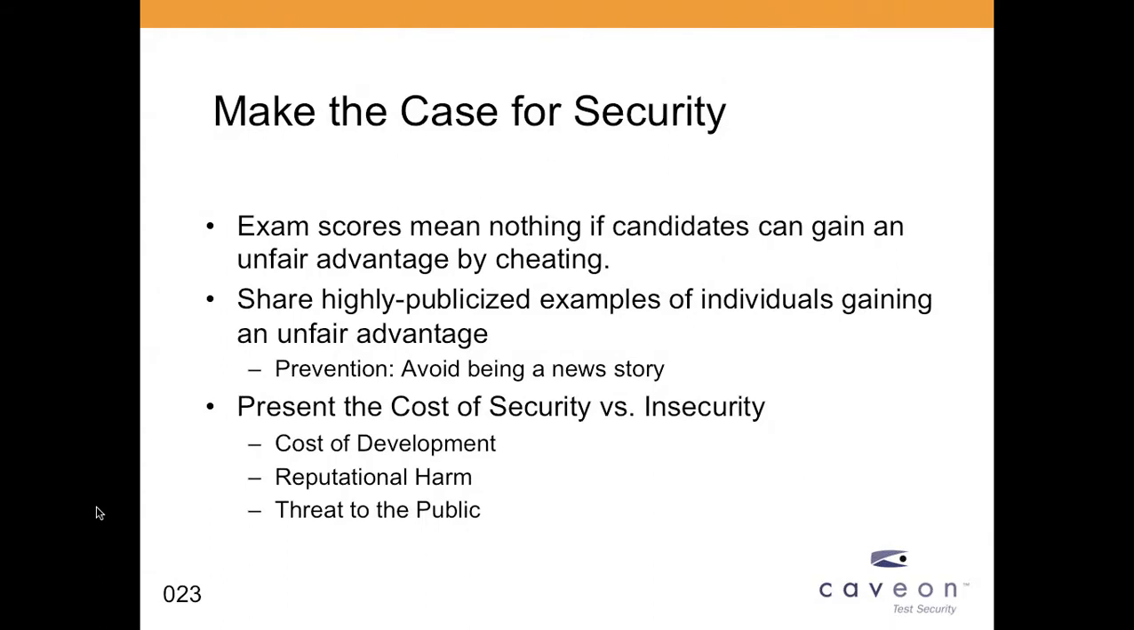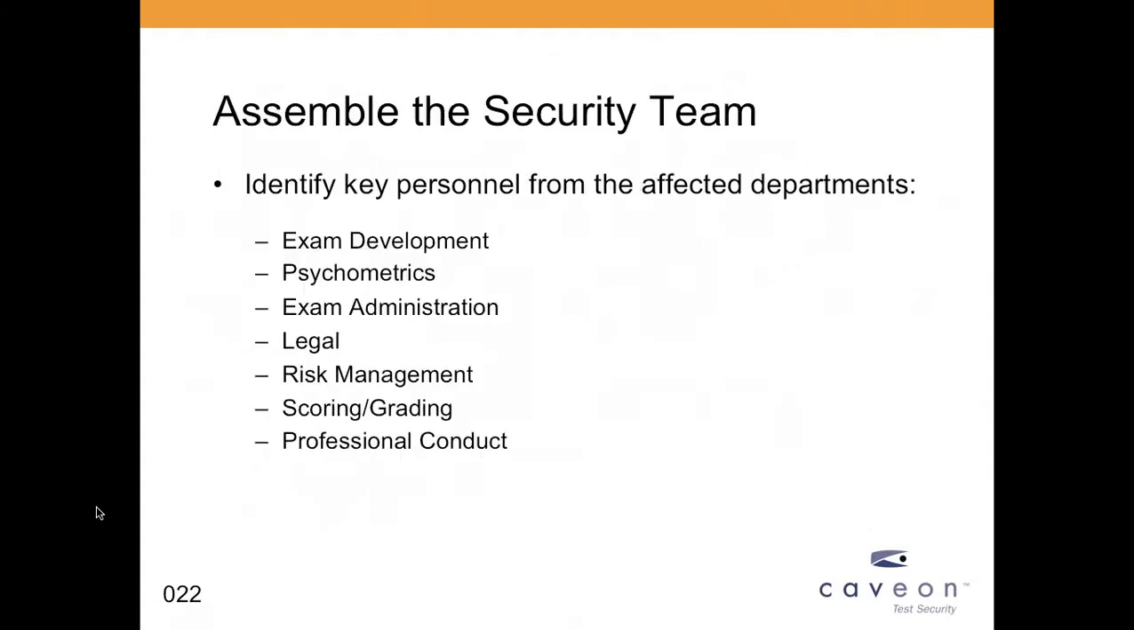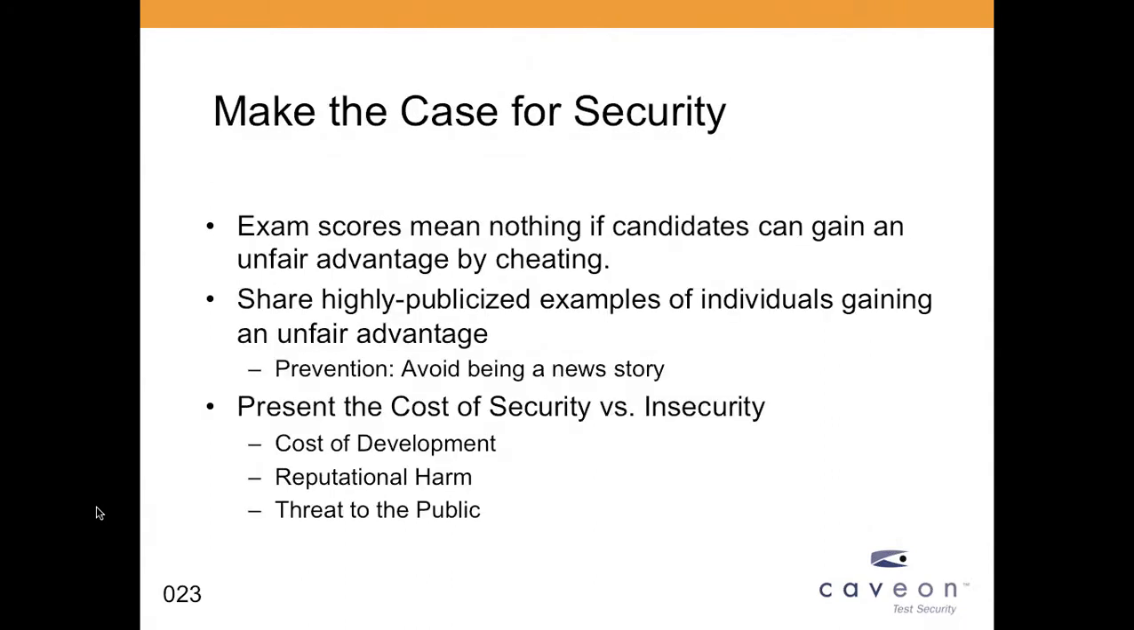Okay, so making the case for security. Again, the core tenet here is that exam scores mean nothing if candidates can gain an unfair advantage by cheating. Data forensics will help you figure out where potential risk in your program is, where cheaters can slip through, and help you identify that. You may want to share examples of individuals gaining an unfair advantage. For instance, Dennis mentioned a couple of instances that were in the news. I'm sure there's plenty out there. You want to avoid being a news story, in other words.